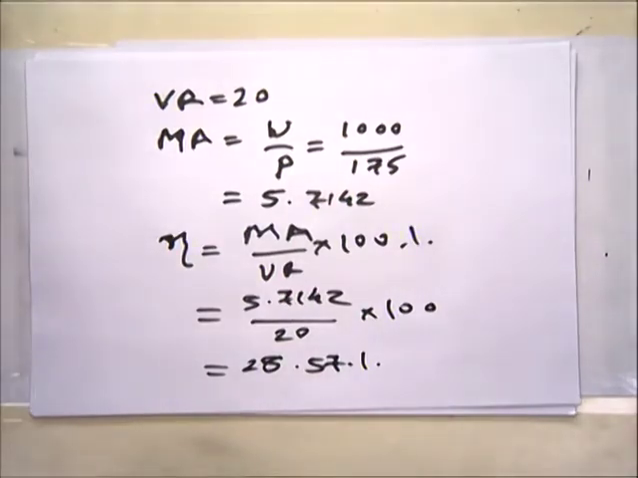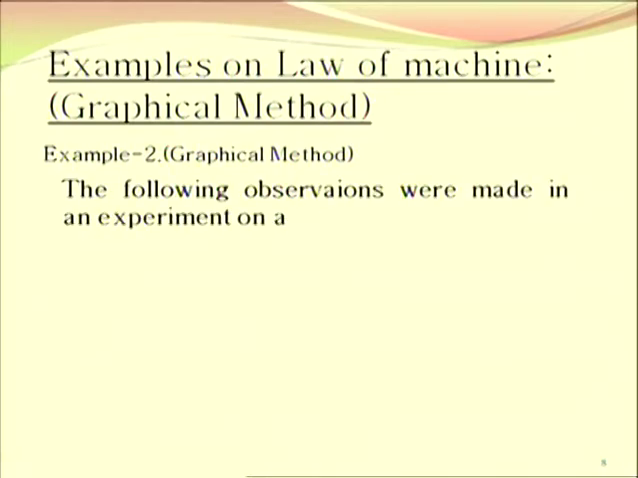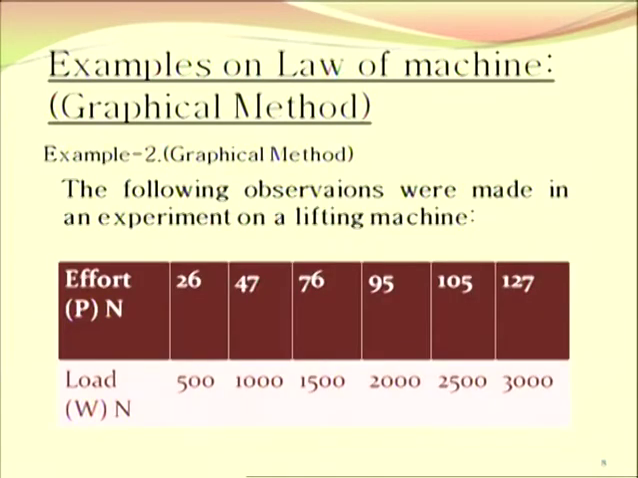Now let's move on to the slide for the second example. The second example is also a graphical method. The data given is: the following observations were made in an experiment on a lifting machine. So their effort and load table is given. Effort is denoted by P and load is denoted by W.